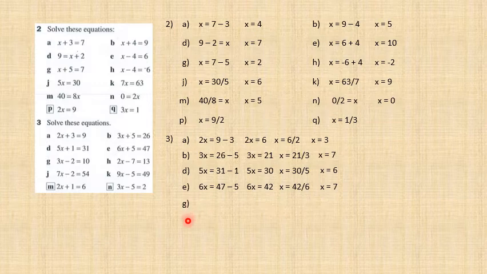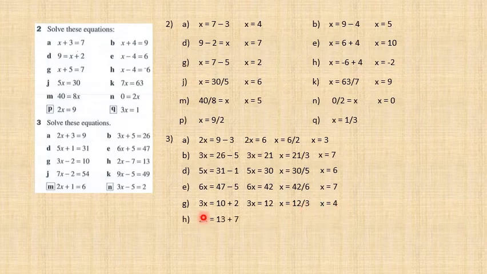So question G, 3x minus 2 equals 10. So I will get rid of this minus 2. I will make it plus 2 on the other side. So 3x equals 10 plus 2, which equals 12. And then using the inverse operation of multiplication, which is divide, I will just make it 12 divided by 3, which equals 4.